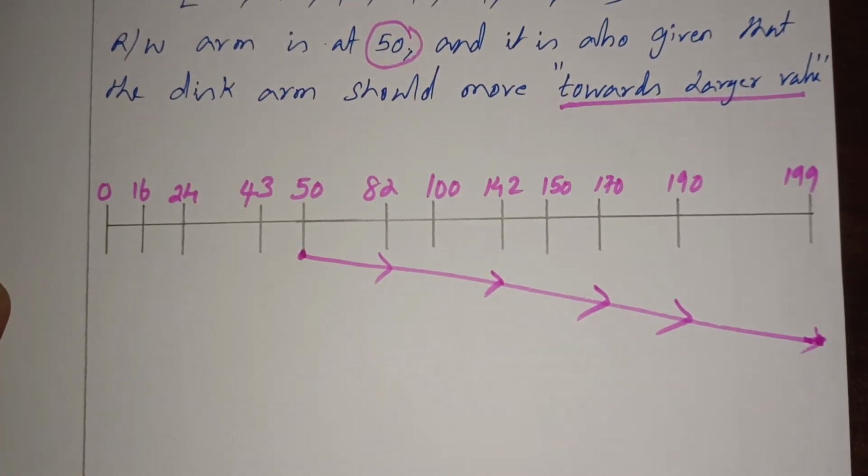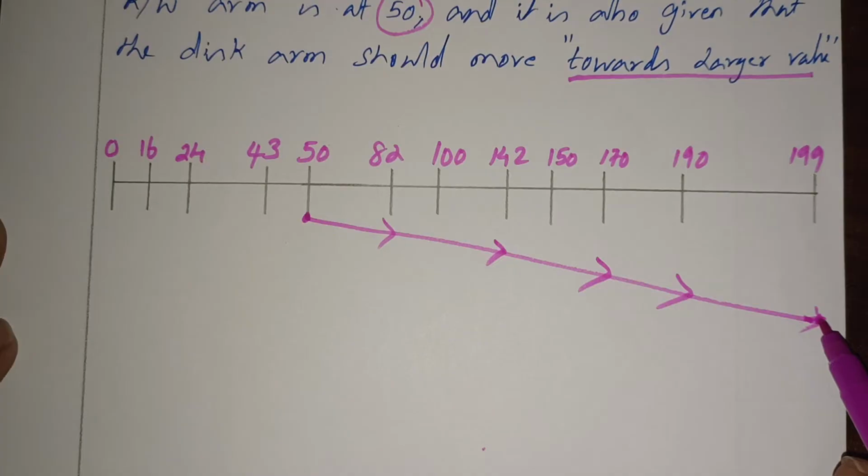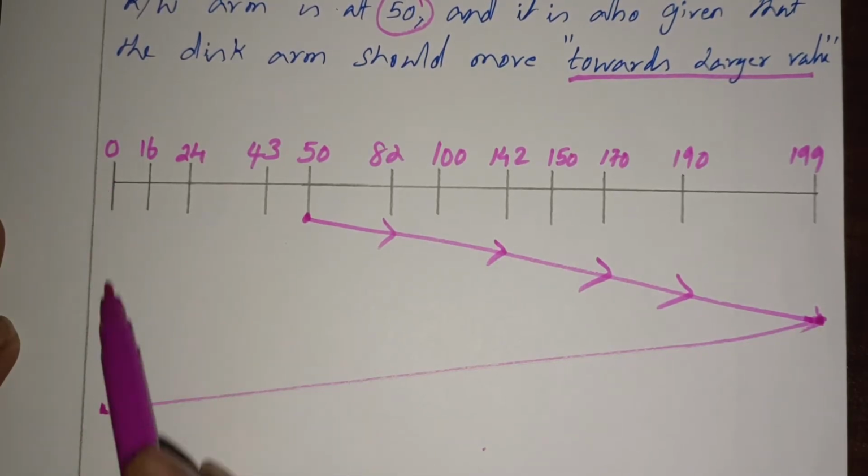Again, CSCAN is all about this: whenever it is returning back to 0, it will not serve anything. Then from 0 it will start serving the next nearest request. For example, the head position is exactly at 199. Now the head will take this journey and reach the least number of this disk, the place where the disk starts, which is actually 0.